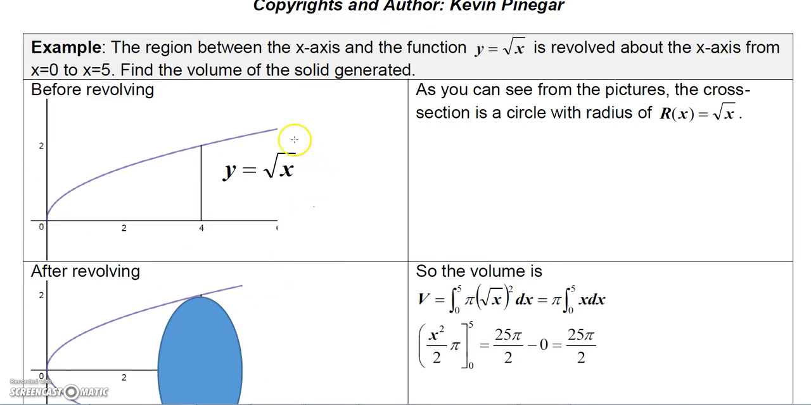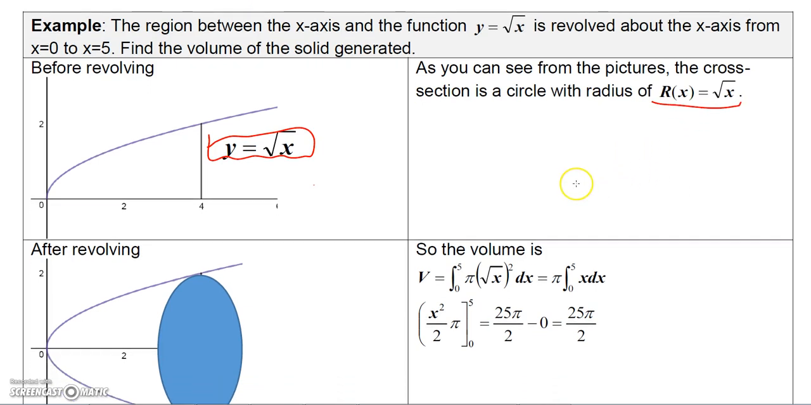Okay, so what we're going to do now is get the radius. The radius of that circle would actually just be the distance from here up to here, and that distance we know is represented by this function, y equals square root of x. So that's actually our radius.